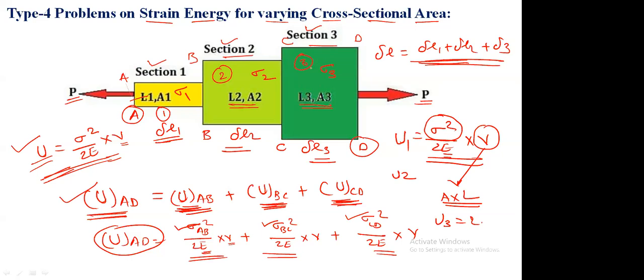How do we calculate the total deformation? Total deformation is equal to delta L1 plus delta L2 plus delta L3. Similarly, to calculate the total strain energy, it is equal to U1 plus U2 plus U3. And then what is the formula for U? Same formula. U is equal to sigma square upon 2E into volume.